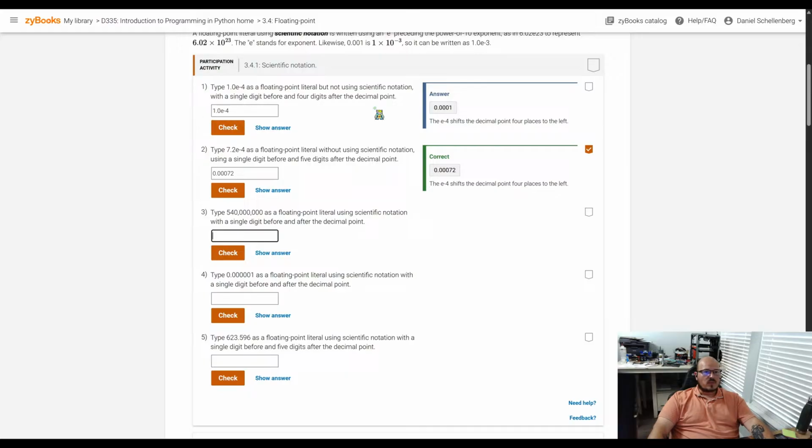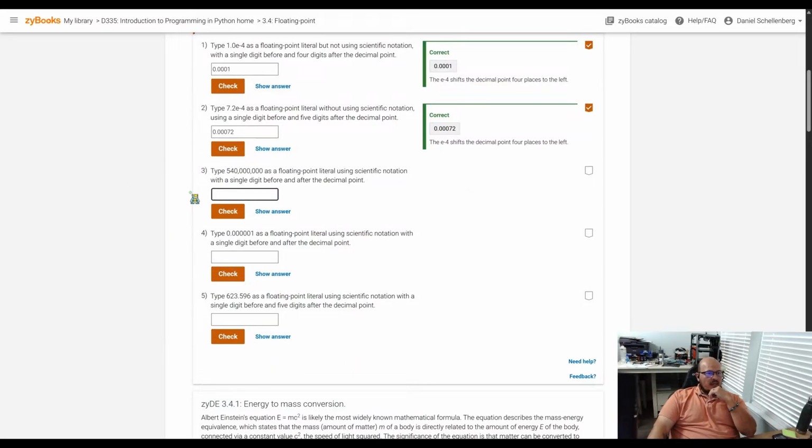So because on this one, the 1.0, whoops, 0.0001. So the decimal actually started here and then went over 1, 2, 3, 4. So that makes sense. But that 0 isn't added. The 72 is. Okay.